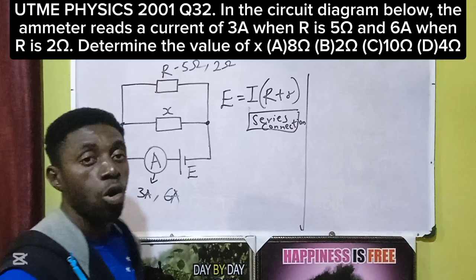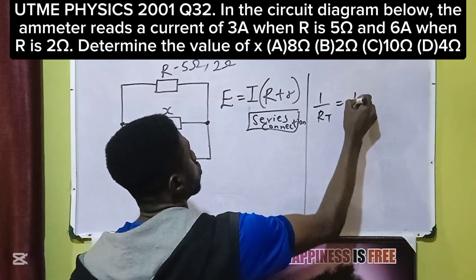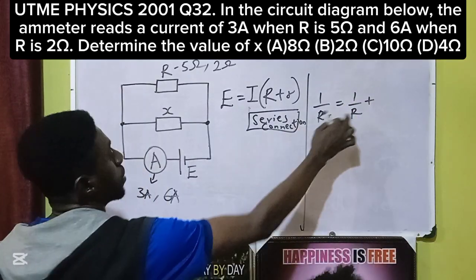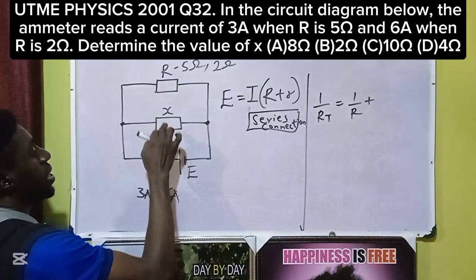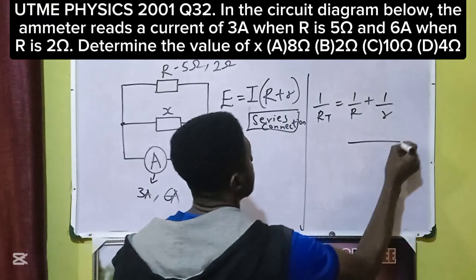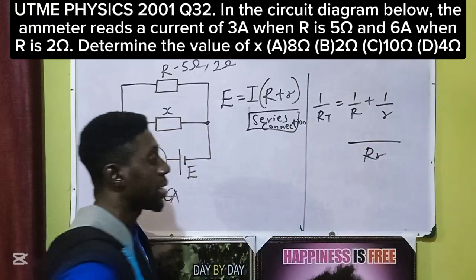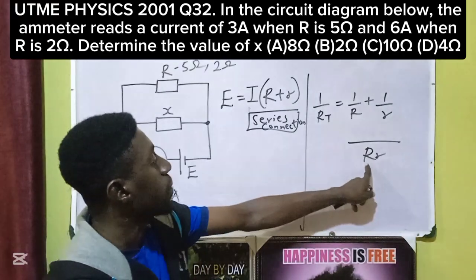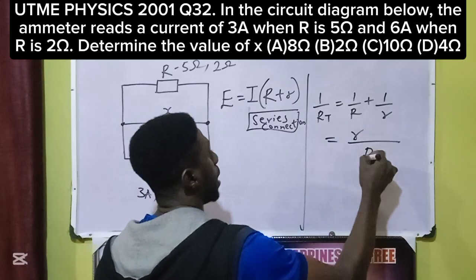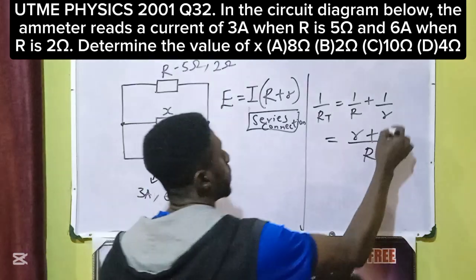Recall, to get the total resistance in parallel connection, we do this: 1 over RT is equal to 1 over R plus, let me call this X, this R is for the external resistance, then for the internal resistance, 1 over small r. Then the LCM of capital R and small r is capital R times small r. Capital R times small r divided by capital R gives small r, plus capital R times small r divided by small r gives capital R.